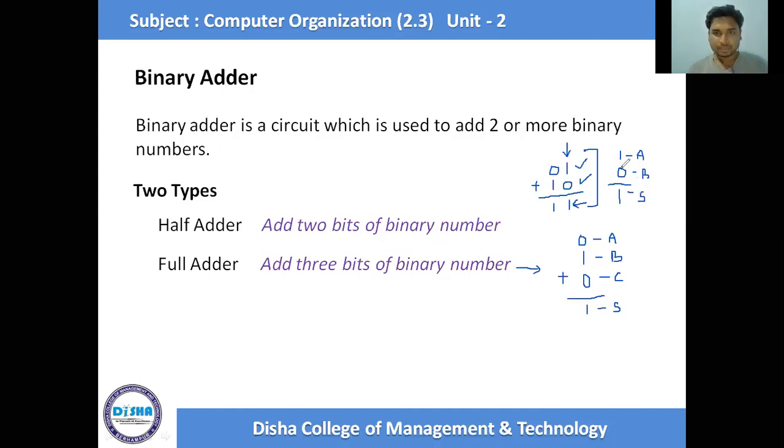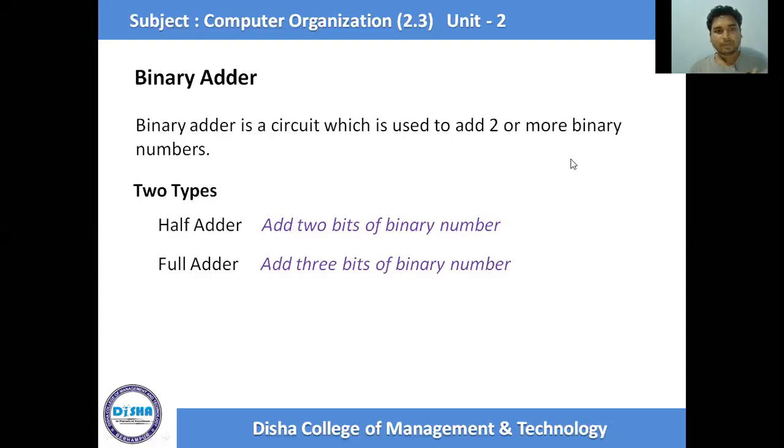So in half adder we can do this addition process, and in full adder we can do this addition process. The only difference is that in case of half adder we have 2 bits, and in case of full adder we have 3 bits to input. This binary adder is a combinational circuit. We'll see it.